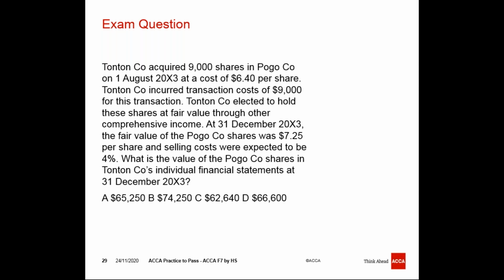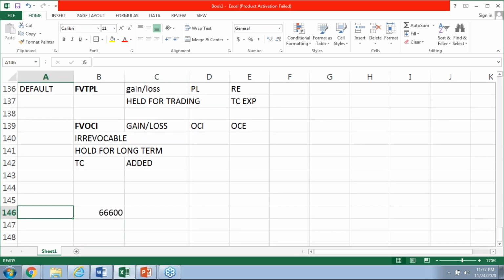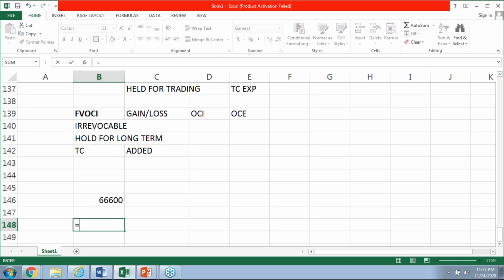But if the question tells you to find the exact gain that you should recognize in OCI, then we have to do some calculations. Currently we have acquired 9,000 shares at a value of 6.4 plus 9,000, because in OCI we capitalize the transaction cost. So this is the total value at which we recognized the shares initially. Now these shares have a value of 7.25 into 9,000, so the total value is now 65,250.